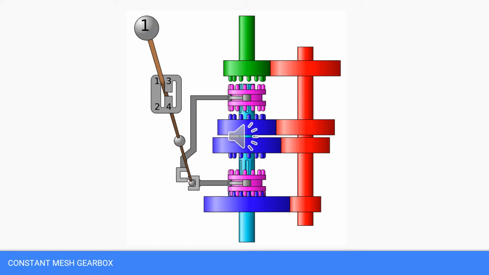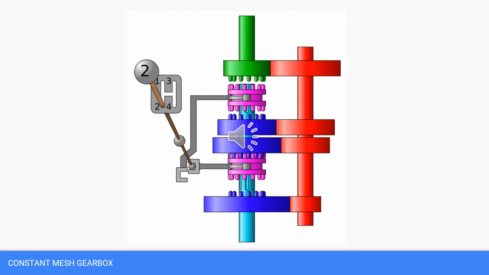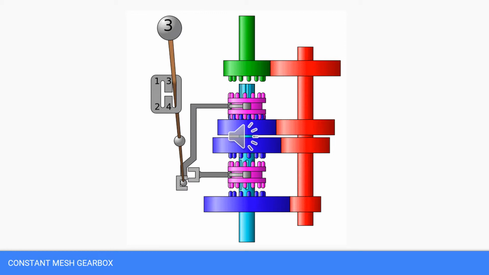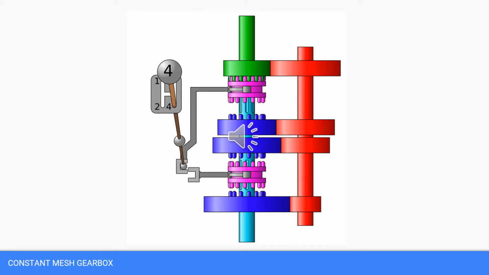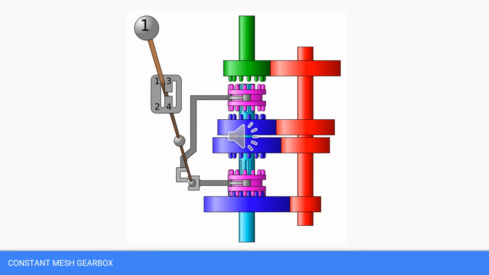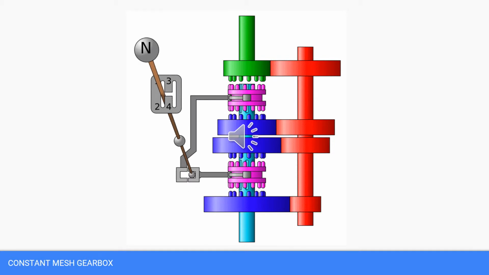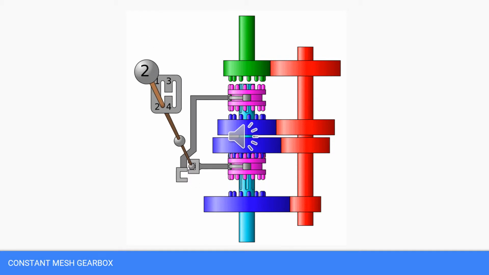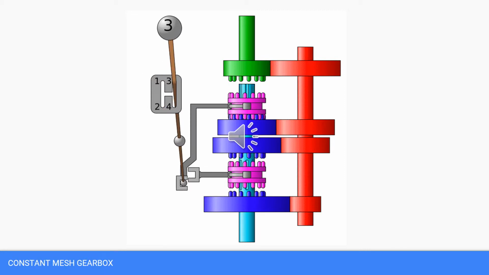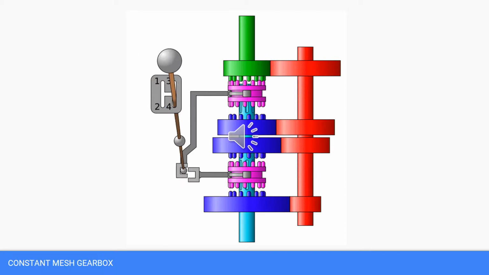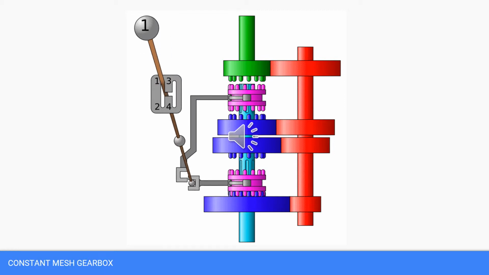The second one is the constant mesh gearbox, in which gears are always in mesh and they are not coupled with a rotating shaft. When the gear lever is moved to engage a gear, a dog clutch moves to couple the gear and shaft. As gears are always in mesh, helical gears are used, which have smoother and quieter operation than spur gears.